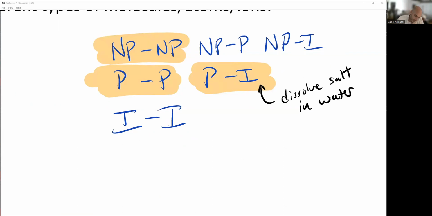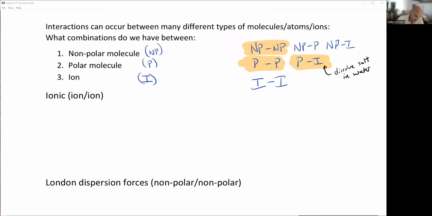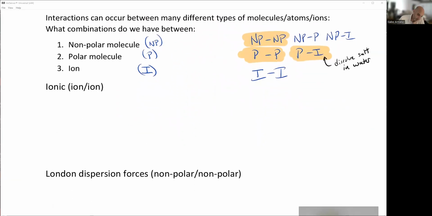Okay, so let's take a look at these different combinations. We're going to throw one out right away. Ion and ion-ion interaction is known as ionic, right? That's an ionic interaction, so positive and a negative interacting. Again, that's electrostatic. It is incredibly strong. But the problem is, it is an intramolecular force.